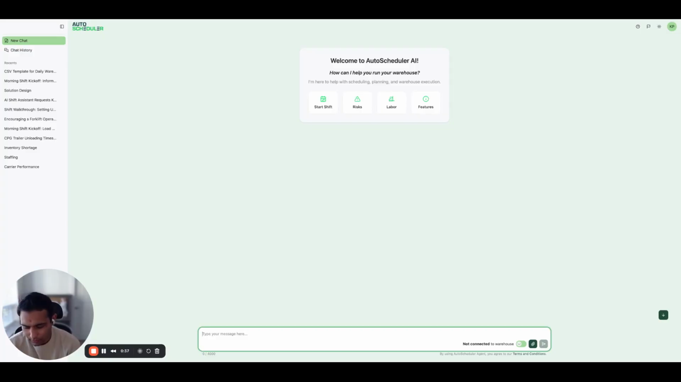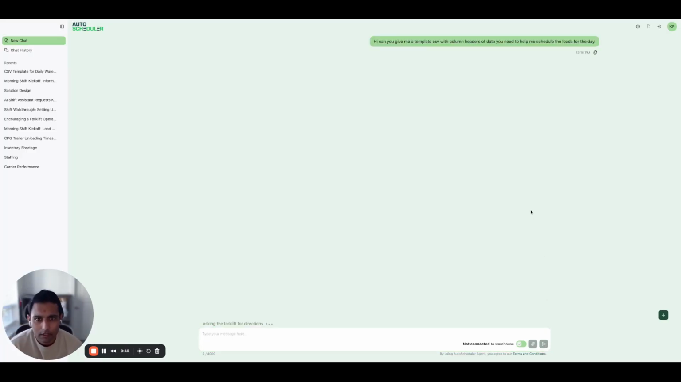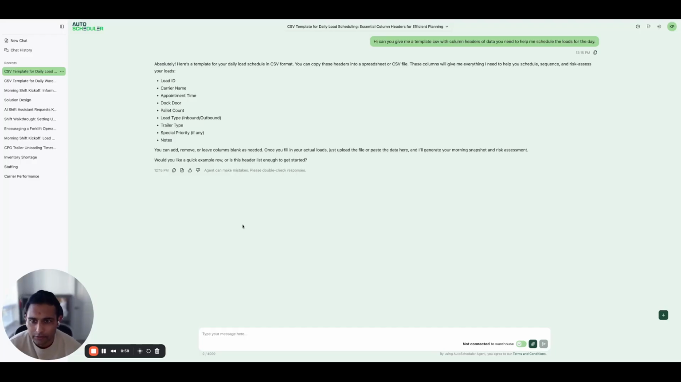So for example, they may ask, can you give me a template with column headers for the data I need to schedule my loads? And so the agent will then go about it. The agent responded with, these are the things we'd need. The agent is doing the solution design, if you will, for what this person may be asking, and it wants us to confirm that we do want to go ahead and make the file.